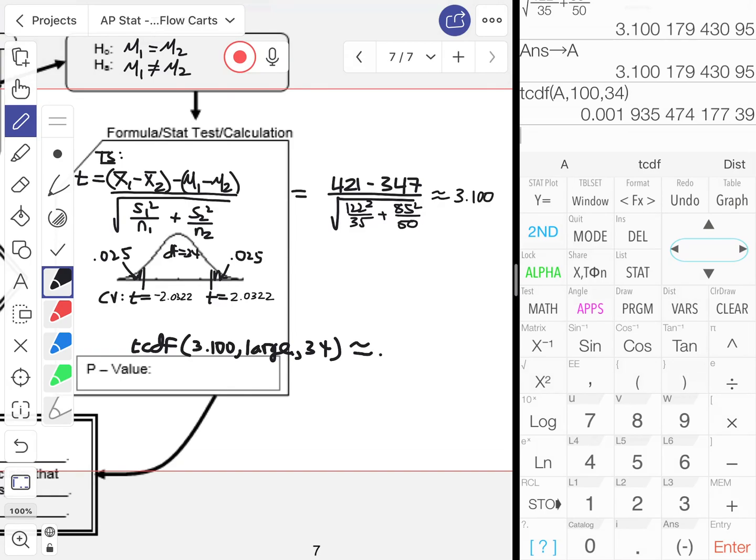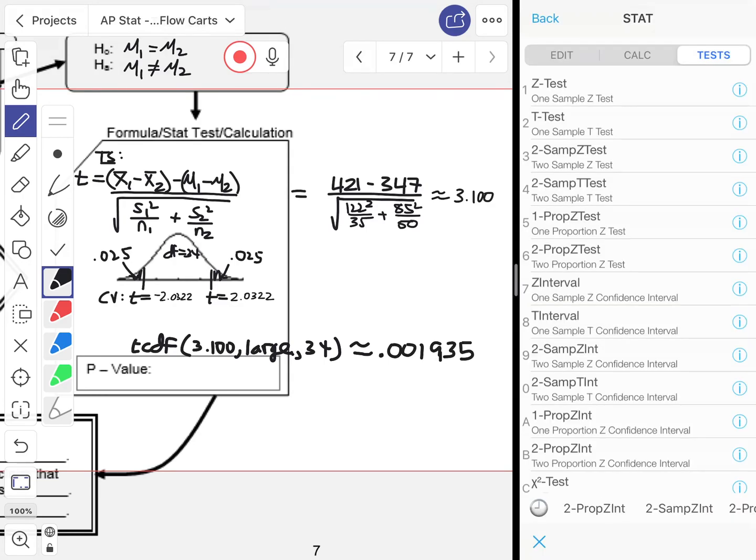All right, so we're going to get this number, 0.001935 and so on. All right, so now let's run it through the calculator and I'll show you how this p-value that we're going to get is going to differ from this TCDF.